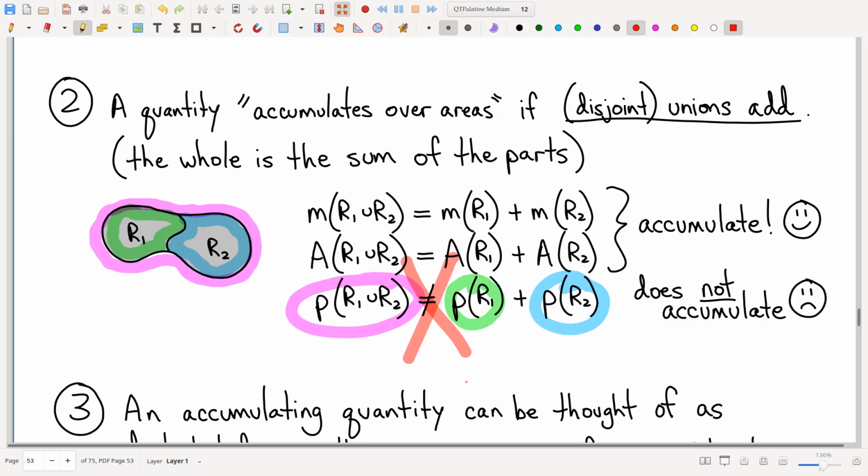Okay, so I think this is an important counterexample because we need to recognize not everything accumulates, so that we can appreciate and know what to look for and therefore have the ability to capitalize on quantities that do accumulate.